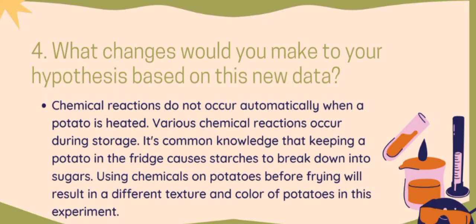Number 4, what changes would you make to your hypothesis based on this new data? The chemical reaction did not occur automatically when a potato is heated. Various chemical reactions occur during storage. It's common knowledge that keeping a potato in the fridge causes starches to break down into sugars, and using chemicals on potatoes before frying will result in a different texture and color of potatoes in this experiment.